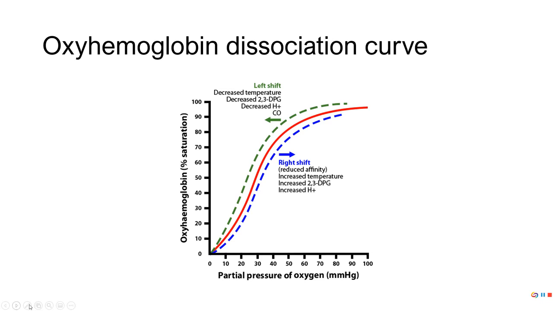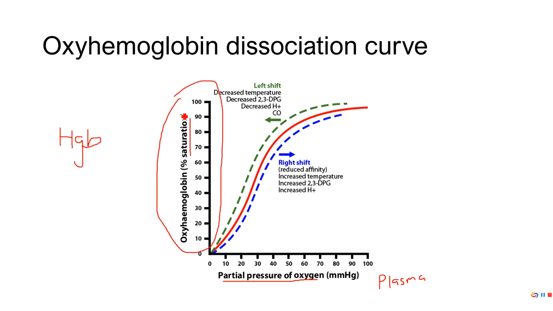All right, on the x-axis we have pressure, and on the y-axis we have saturation. So saturation here, pressure is here. Pressure, this is the plasma, and then the saturation, sorry, I know this is terrible, I really need to figure out a different way to do this, but that's the hemoglobin. So we're mostly concerned with what's going on here.